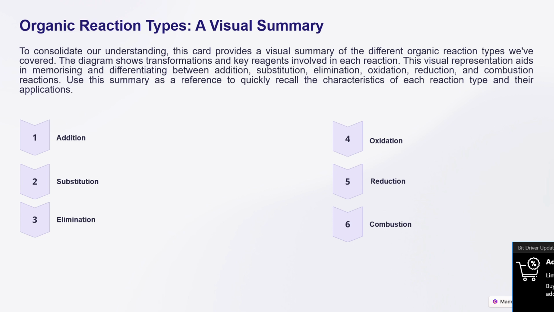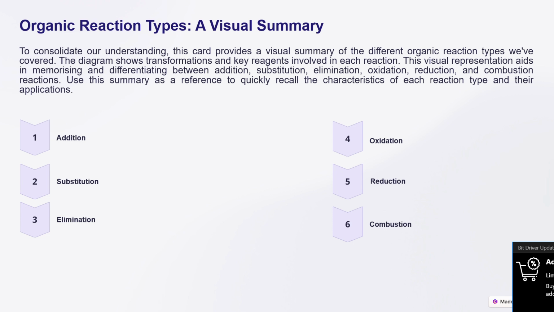To consolidate our understanding, the chart provides a visual summary of the different organic reaction types we've covered. The diagram shows the transformation of key reagents involved in each reaction. The visual representation aids in memorizing and differentiating between addition, substitution, elimination, oxidation, reduction, and combustion reactions. Use the summary as a reference to quickly recall the characteristics of each reaction type and its application.